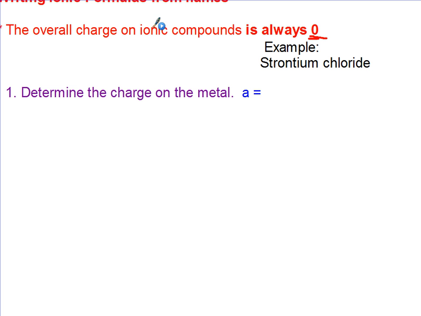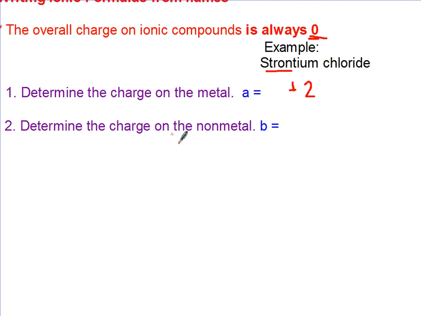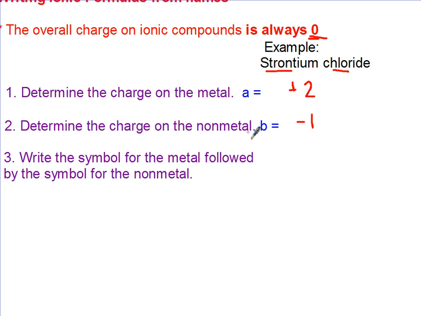So when I want to figure out how to write the formula for this, the first thing is to figure out the charge on the metal, being the first one. If I look at strontium on your periodic table, it has a +2 charge; it's going to lose 2 electrons. The next thing I'm going to do is figure out the charge on the nonmetal, chloride. Chlorine is going to gain 1 electron, so it's going to have a -1 charge.